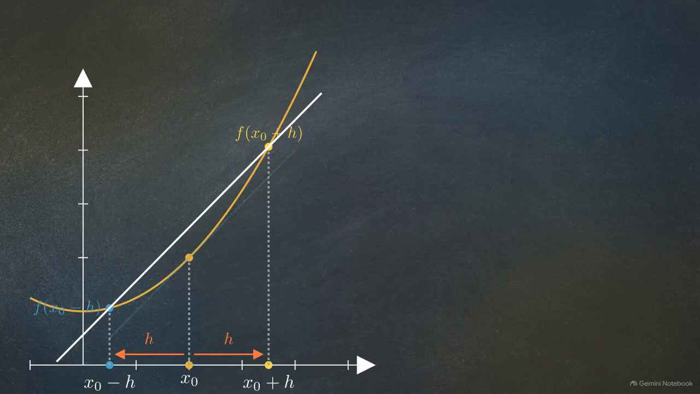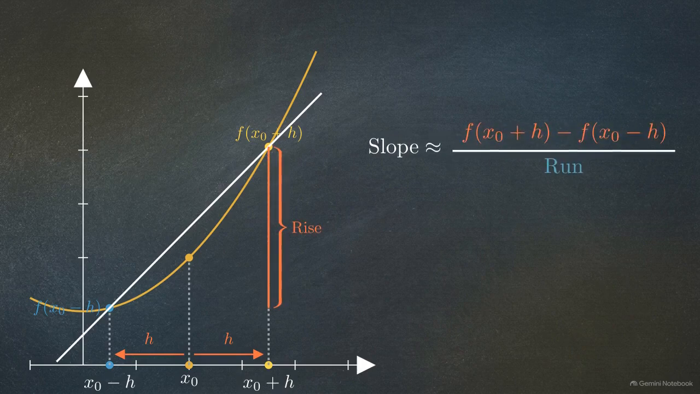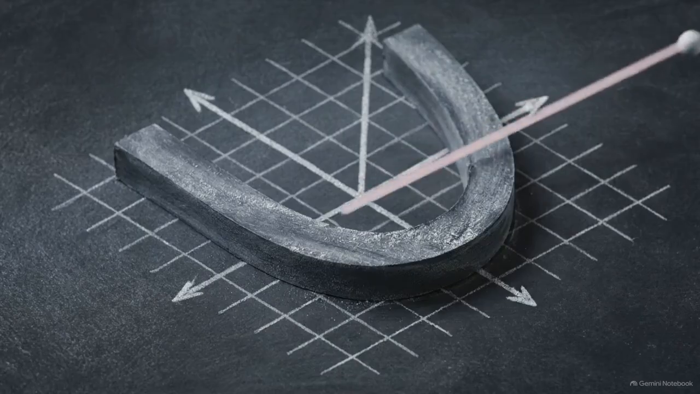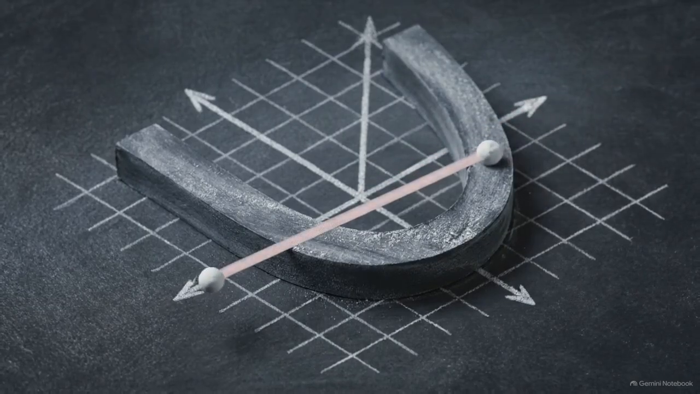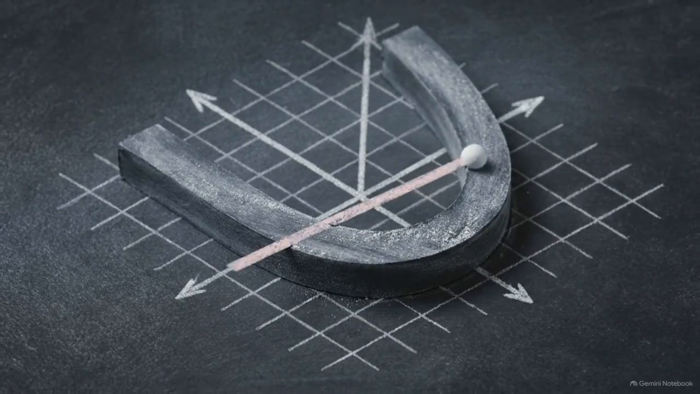To find that slope, we set up a rise over run calculation. The vertical change, the rise, is the difference between the two boundary function values. For the horizontal run, since we moved forward by h and backward by h, the total distance is 2h. This symmetric difference quotient allows us to compute the slope for any curved function using only the original coordinates.